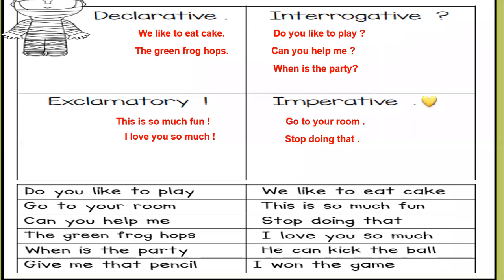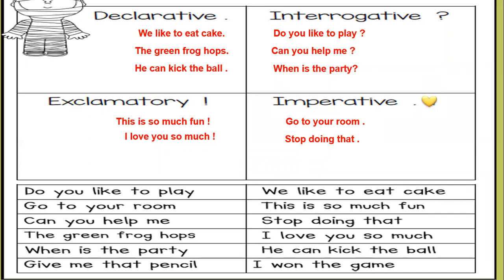He can kick the ball. Yes, very good. It is a declarative sentence. Very good. It gives information. You can kick the ball. Oh, sorry. Give me that pencil.